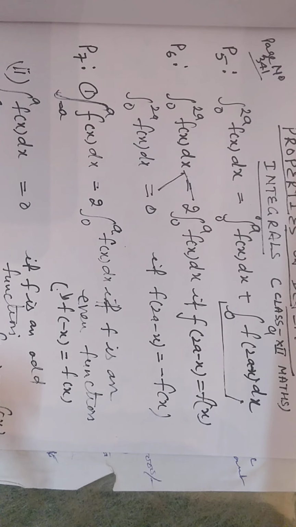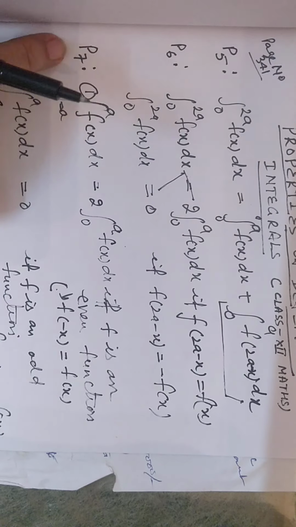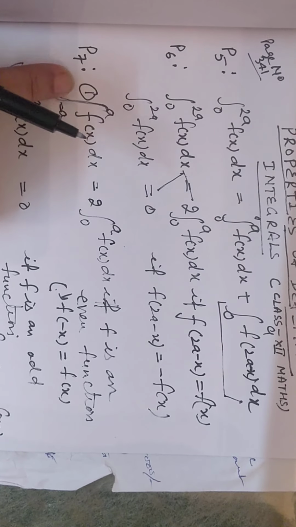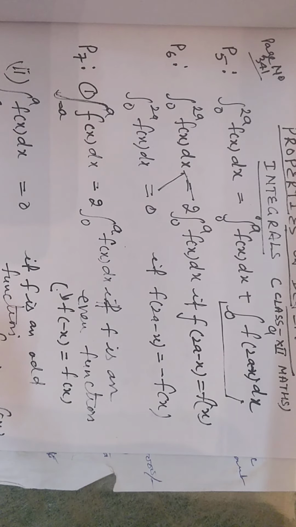So you will learn all these properties from P0 to P7 and we will use them to solve many examples and important questions. And in the CBSE exam, most of the time we get a 1 or 2 mark question based on P7 and a 4 or 6 mark question based on other properties.